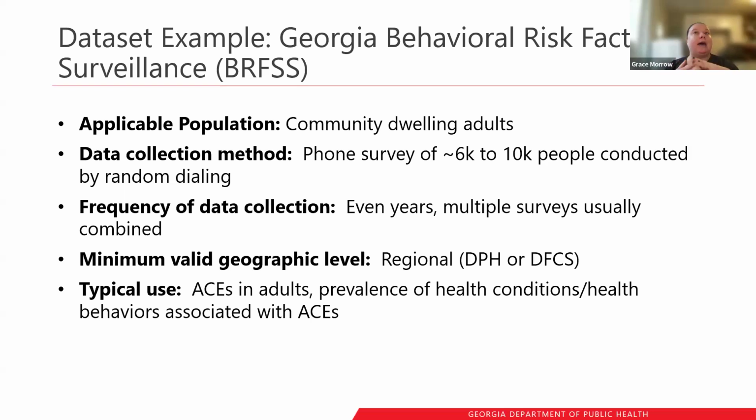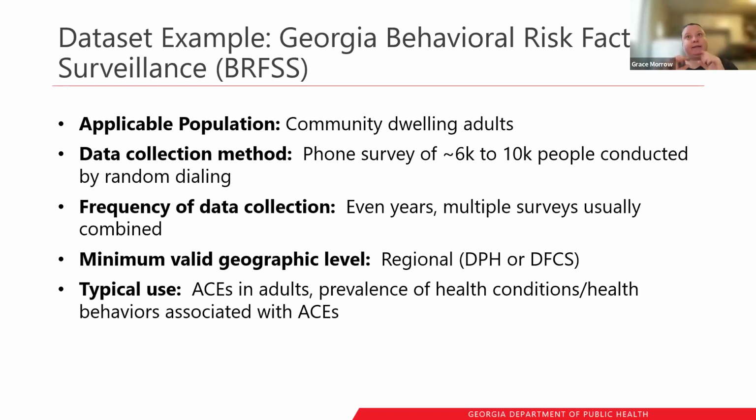So if you're looking at a data point and it says it's from BRFIS, what we know is that this is going to be talking about adults within the state of Georgia. That's what BRFIS is. It is people age 18 and up in the state of Georgia. That's who's being asked these questions. How is this data collected? This is a phone survey that's done by random dialing.